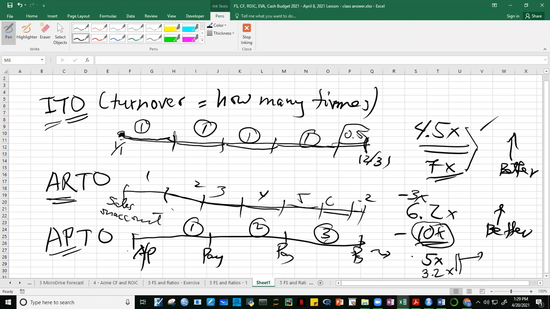So this is quite tricky, guys, no? The APTO. The ARTO and the ITO are somewhat clear that faster is better, no? Okay? Okay. So we can, thank you Hans, we can say that the 3.2 times is better. In a sense, in a sense. Let's be qualified about that. Why is the 3.2 times better? It can mean, guys, that you have an arrangement with your supplier that you pay later.